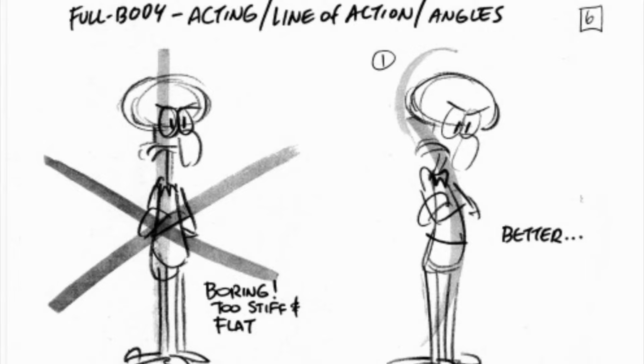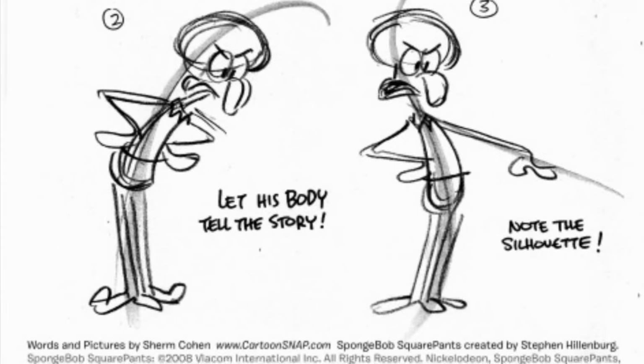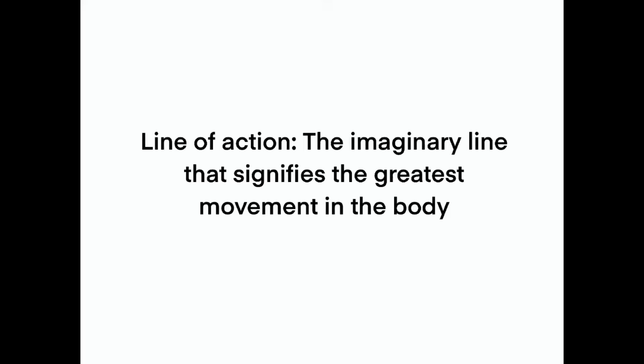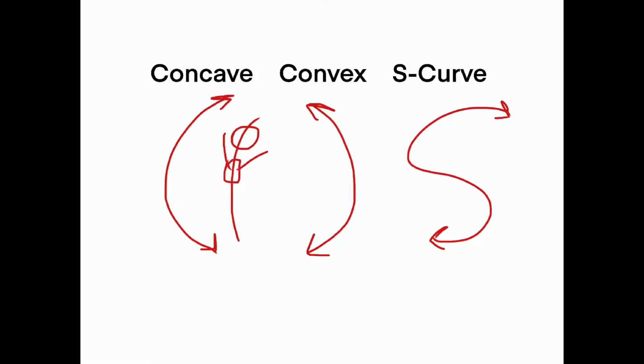You can think of line of action as the superpower that all illustrators and animators use to make their characters' poses and actions more lively. Line of action shows the direction of the greatest force or movement released from the body.